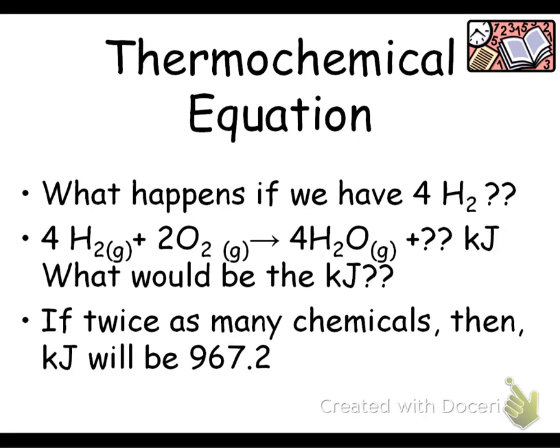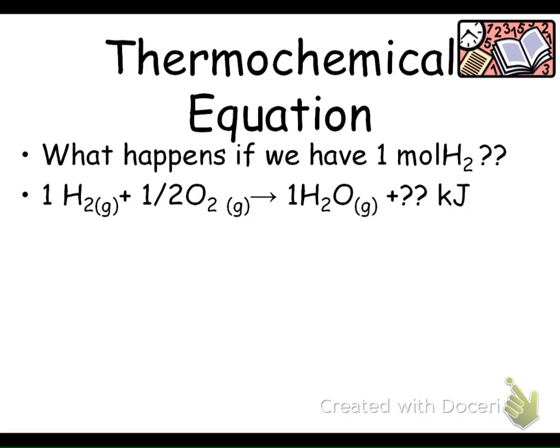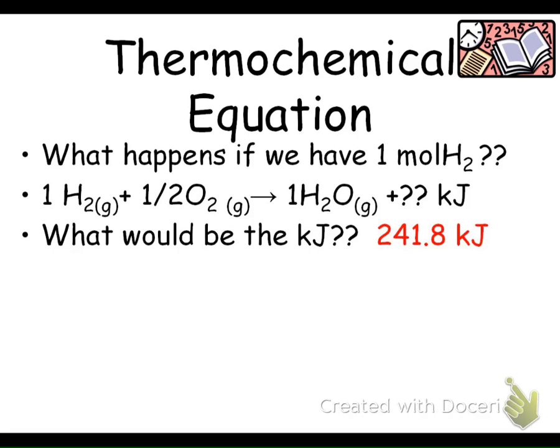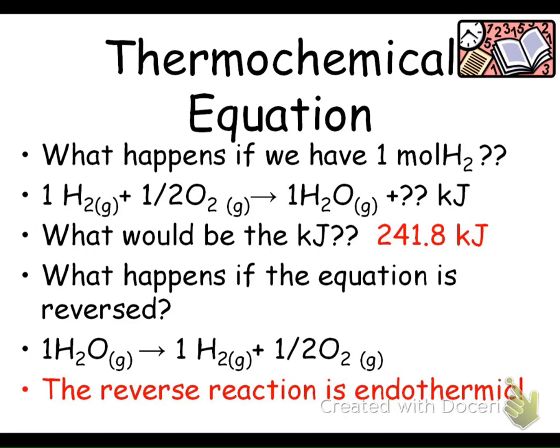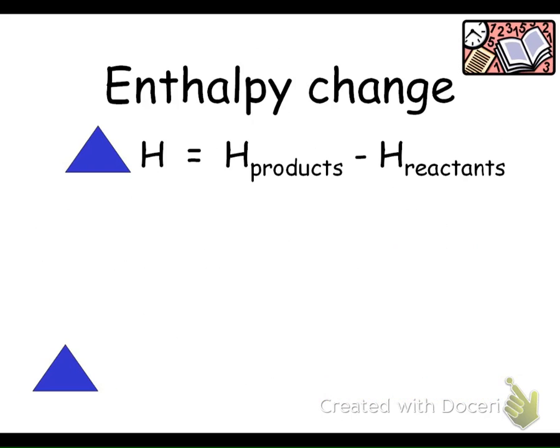So it would just be 967.2 kilojoules. If I cut it in half, it would just be 241.8 kilojoules. So hopefully that's making sense, and those are relative values based on the amount present. So if I reverse the equation, because the forward equation is exothermic, my reverse equation would be endothermic. So the reverse reaction is endothermic. It would take energy for that to happen.